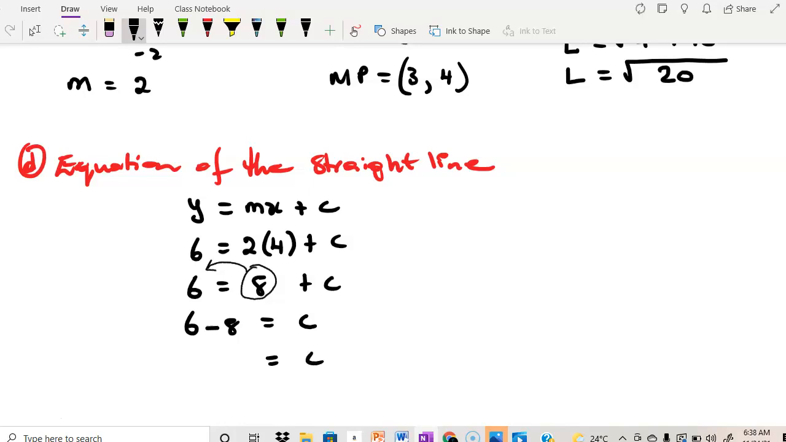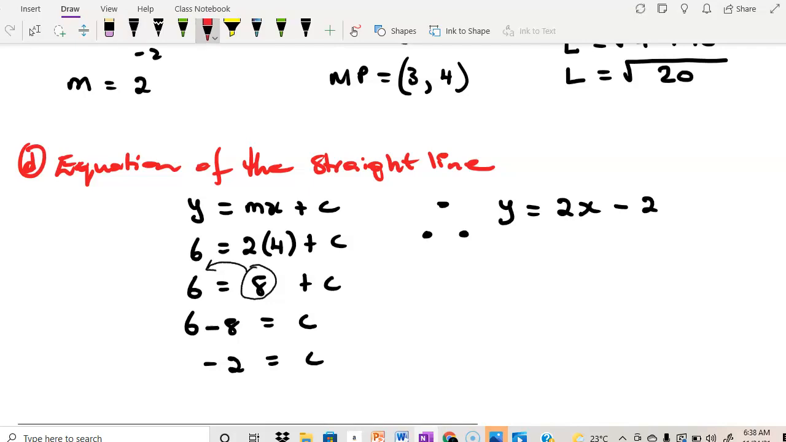c is therefore equal to -2. And guys, we are pretty much finished. So let's go ahead and write our equation of the straight line. Therefore y is equal to m, which is our gradient, and that is 2, x plus c, and c is the value -2. All right, so there we go, guys, with our equation of the straight line.